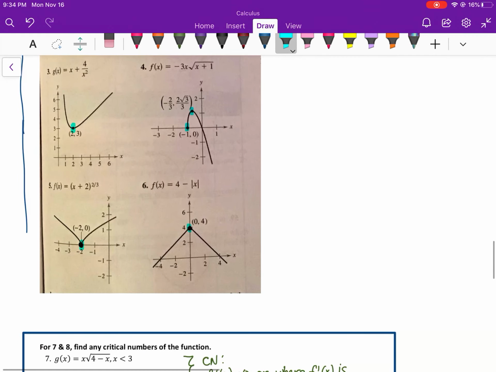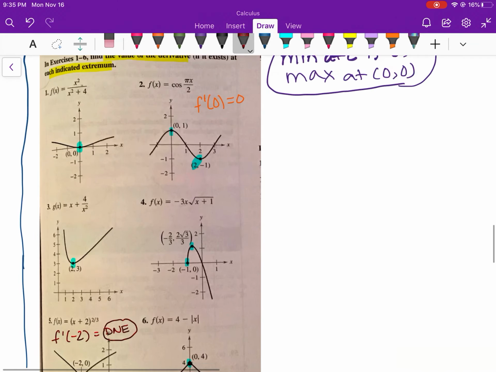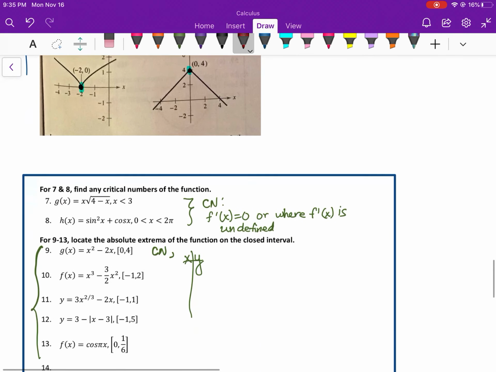Likewise, when you're down here, I want you to go ahead and find your derivative, plug in -2 for x, and show me that you get that f prime of -2 is undefined. And I know it's undefined just by looking at the picture because there's a cusp. But I want you to find the derivative, try to plug in -2, and then come to this conclusion right here. So you're going to be doing that on 1 through 6.